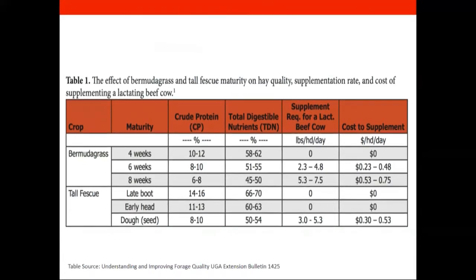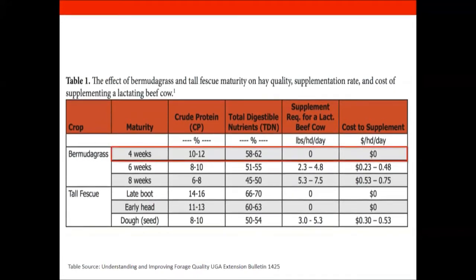This table here is just to show you the effect of Bermuda grass and tall fescue maturity on the quality, and then a cost of supplementation, just to see how economically it can affect you. So when you feed a lactating beef cow Bermuda grass that's a little bit less mature, 4 weeks maturity, your crude protein is going to be 10 to 12%. Your TDN is going to be 58 to 62%. And actually, these will meet the requirements of a lactating beef cow, so you wouldn't actually have to supplement.